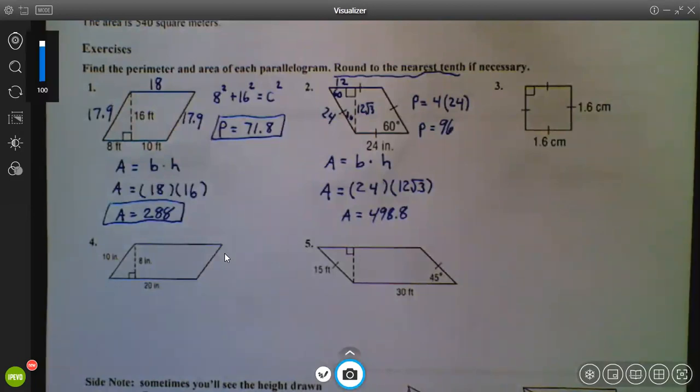Guys, take a look at number 3. I want you to work ahead of me on this one. We're going to find the perimeter and the area.